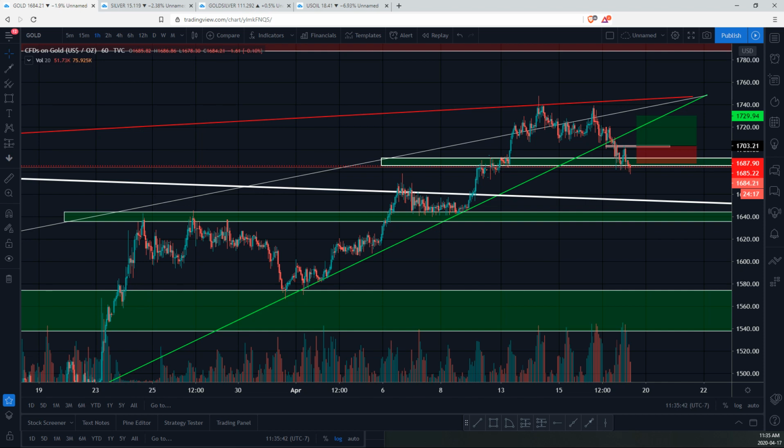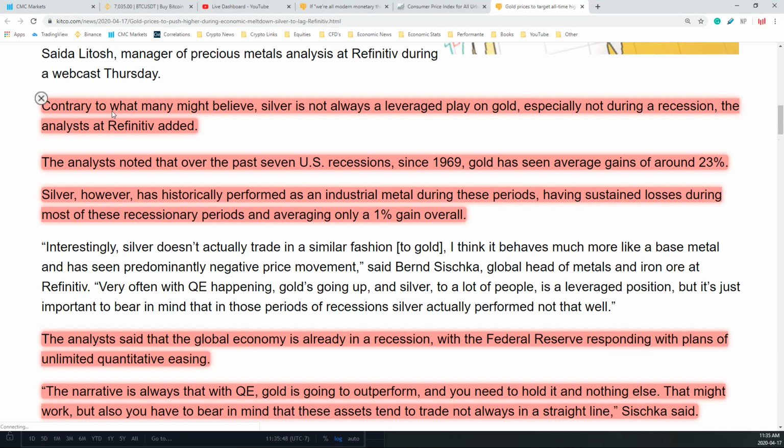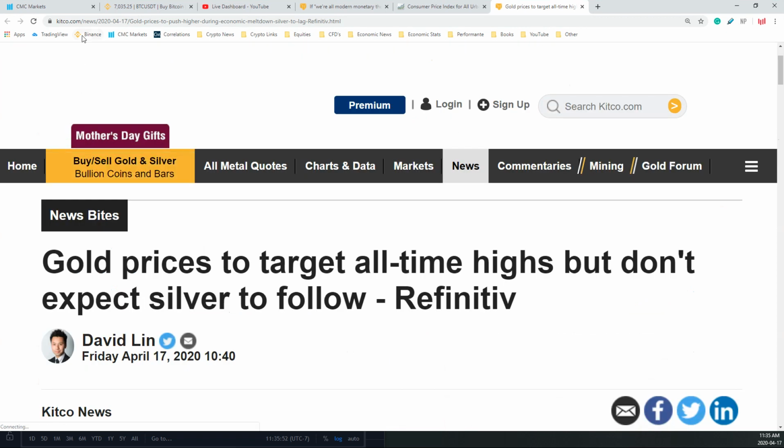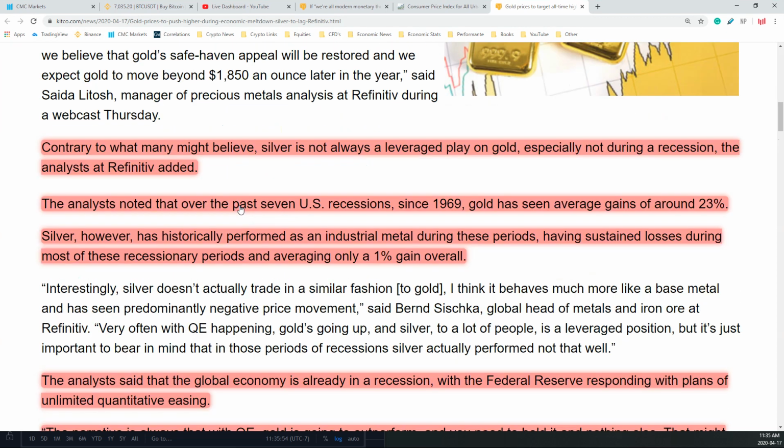We'll then look at silver because I kind of had it a little bit wrong. We'll talk about it right now. This is by another individual from Kitco.